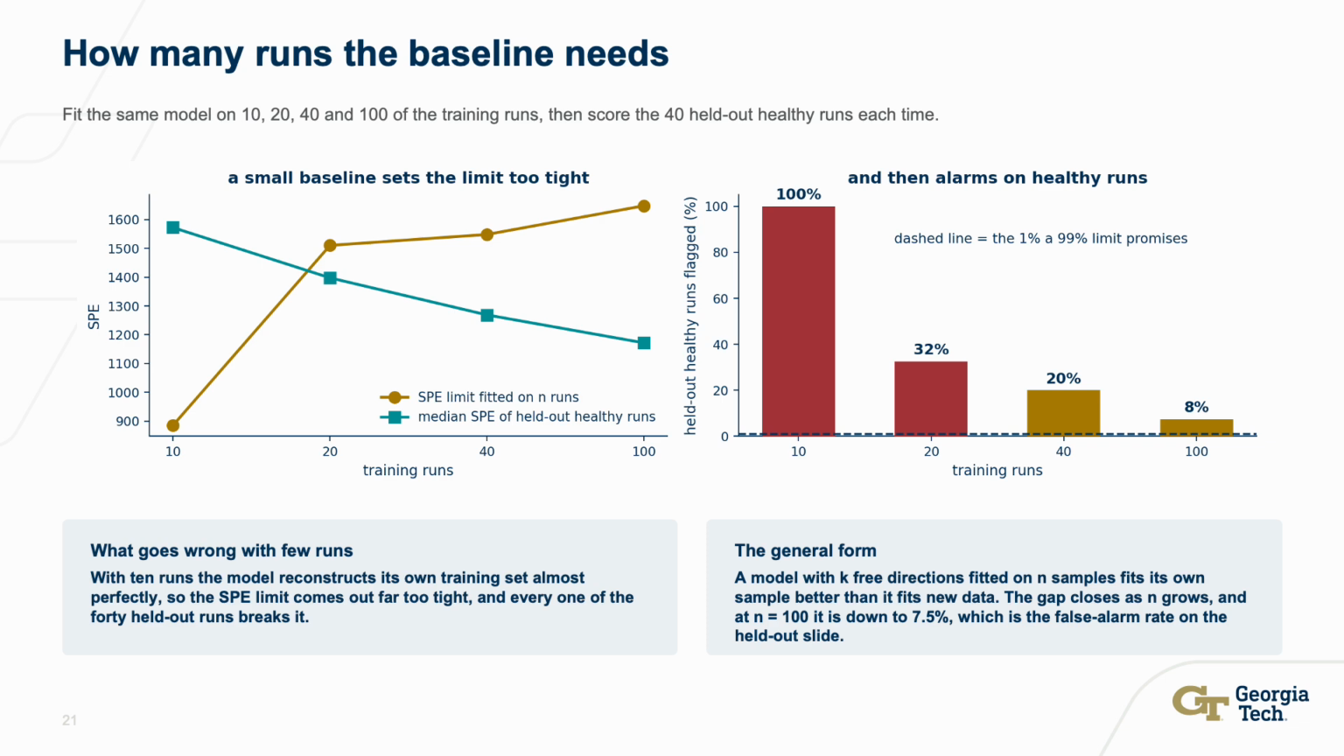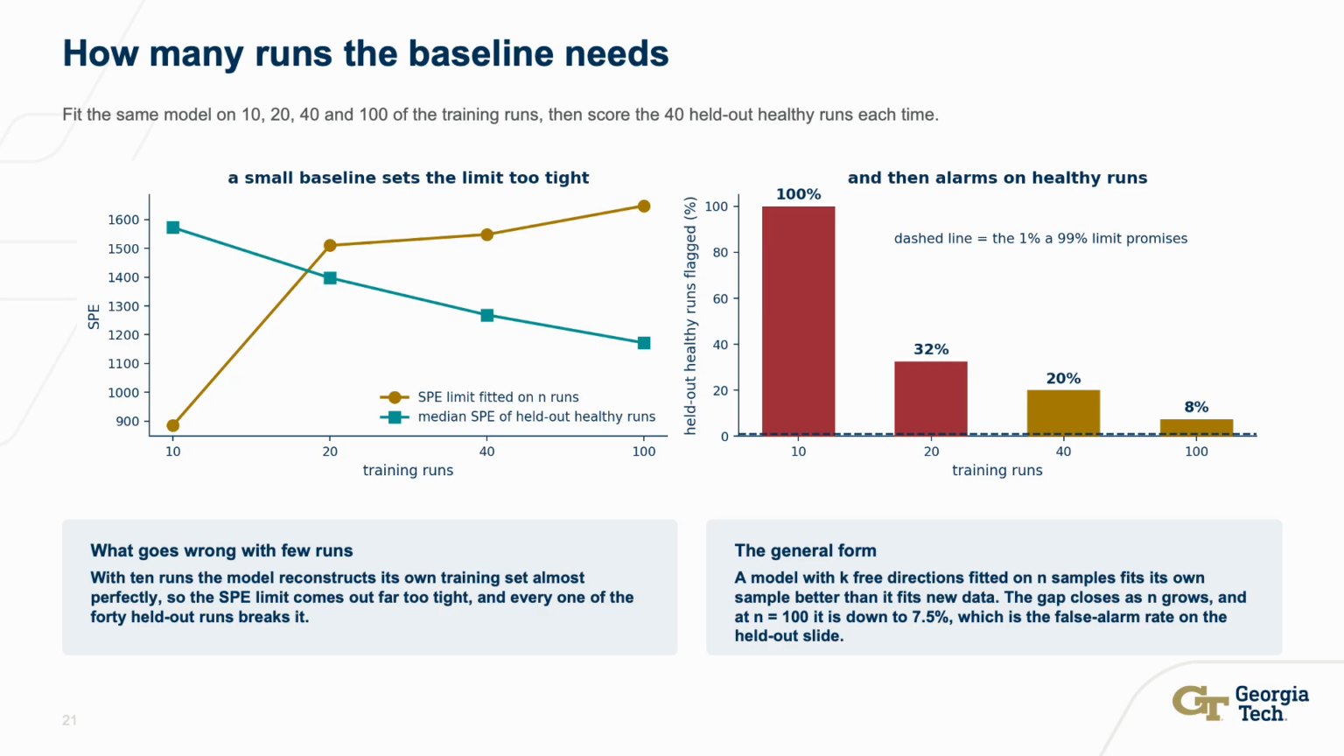The right panel is the consequence. With 10 training runs, every one of the 40 held-out healthy runs breaks the limit. With 20, a third of them. With 40, a fifth. With 100, 7.5%, which is the same 3 runs out of the 40 you saw on the result slide. That connection is the point of this slide. False alarms on the earlier slide were not bad luck. They were the finite sample effect, and this curve shows the size of it.